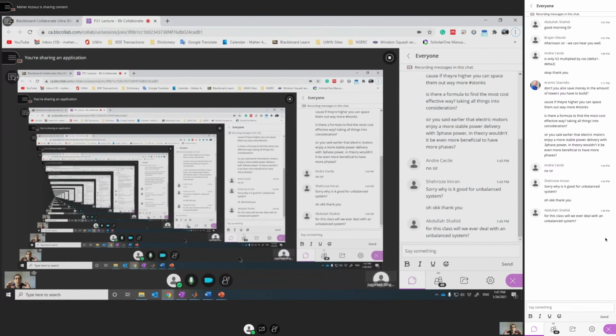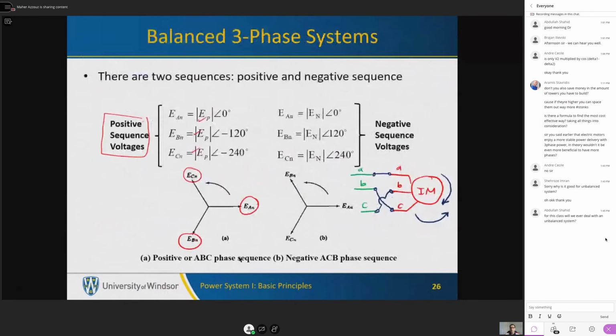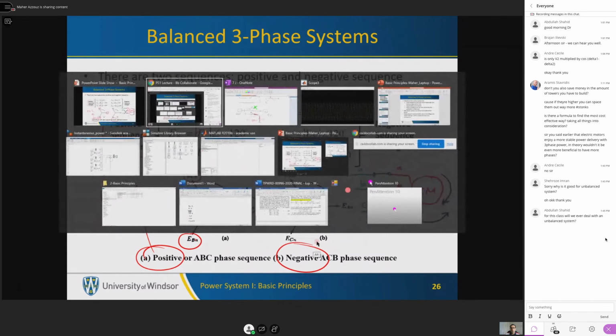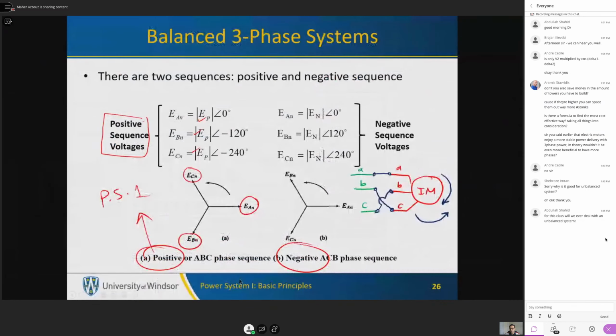The focus of this course is to use the positive sequence components, which I introduced in the beginning of this lecture. We have the positive sequence and the negative sequence. In Power Systems 1, we will be using the positive sequence. In Power Systems 2, we will be using all sequence components: positive, negative, and zero sequence. Okay, so let's go back to the slides.